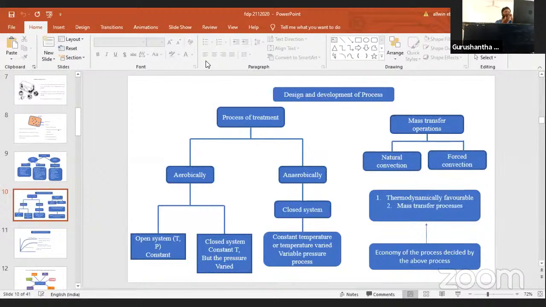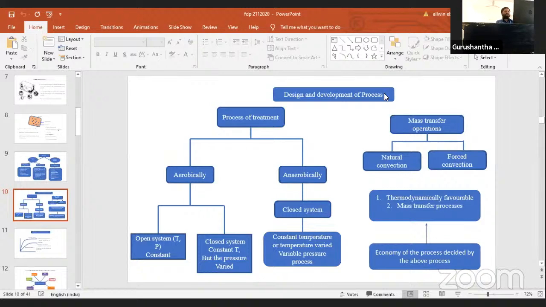When you carry out the process in aerobic conditions, most of the process is carried out in an open system in industry. Why? Because then only we can maintain the process at constant pressure and constant temperature conditions. But when you carry out the process in a closed system, we can maintain constant temperature, though sometimes the temperature will change because of the formation of gas. Those gases can increase the kinetic energy inside the system. Because of that, sometimes temperature might increase, but the pressure will vary in a closed system. And even in the anaerobic process, constant temperature might be there, and sometimes temperature might vary, but very importantly, the pressure will vary during this process.